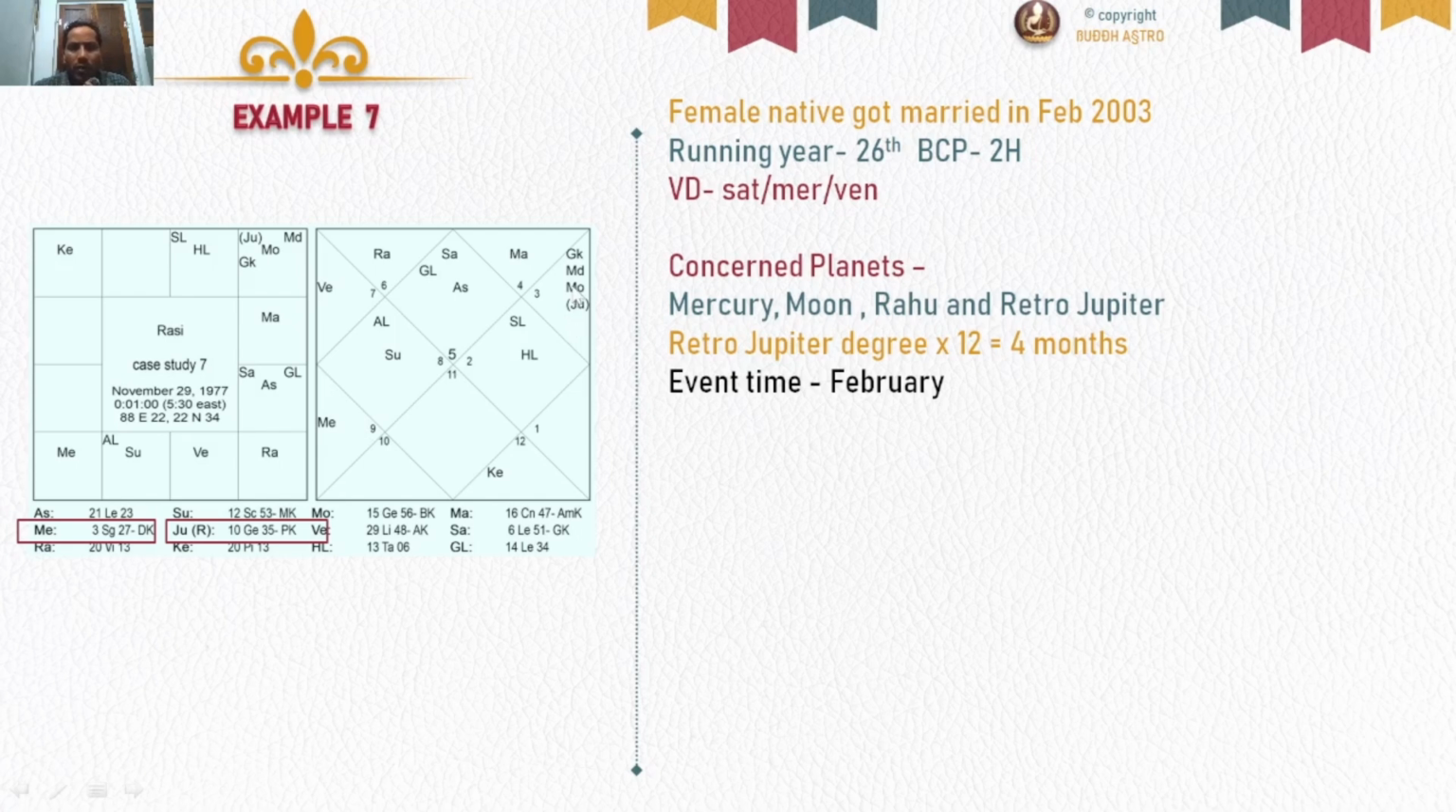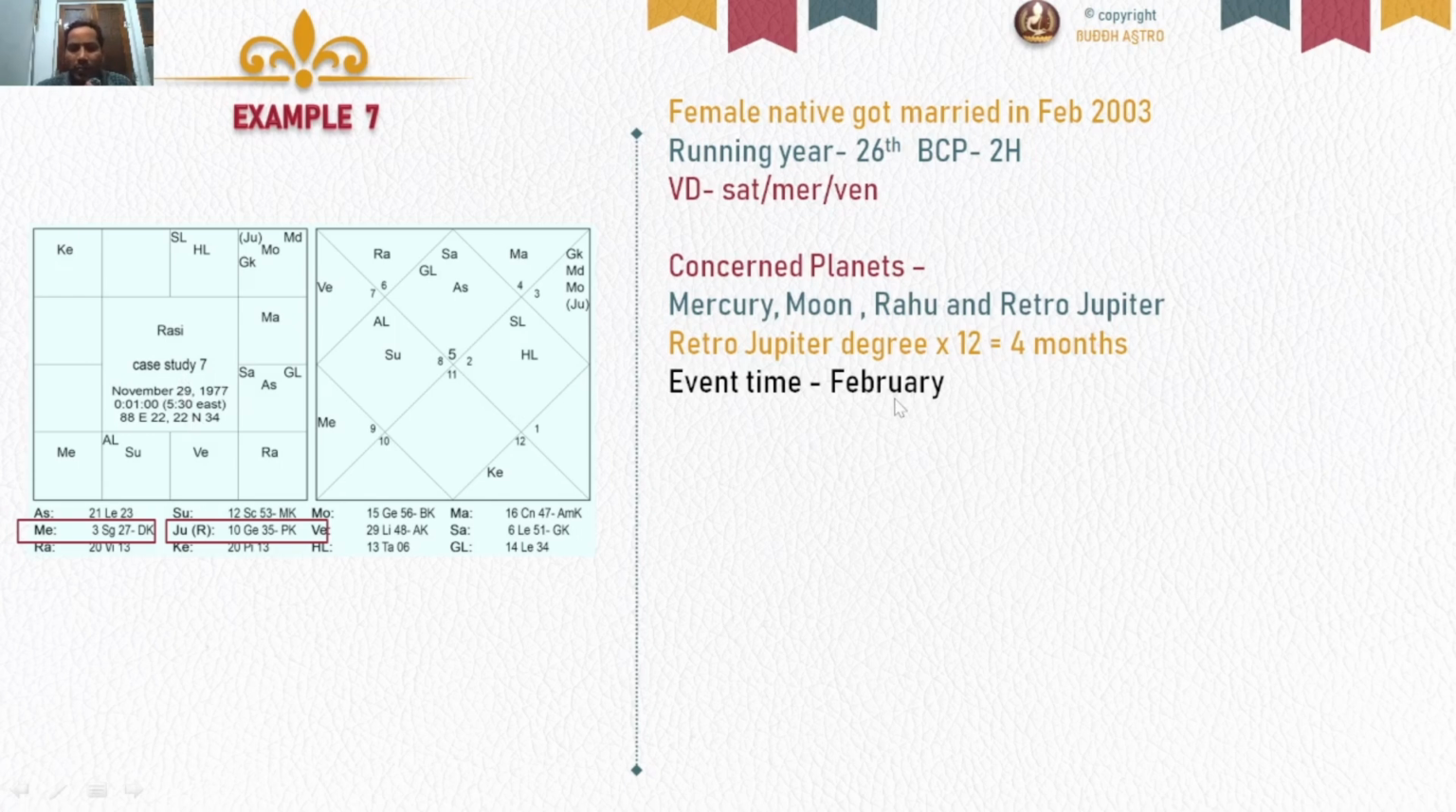Now we are using this for marriage. So take Mercury degree first because it is BCP house lord. It is 3 degree Sagittarius, and take Jupiter degree also because Jupiter is aspecting it, right? So here I have taken retro Jupiter degree, as it is 10 degree 35 minute into 12 days. Month will be 4th. The 4th month after 29th November will be February.